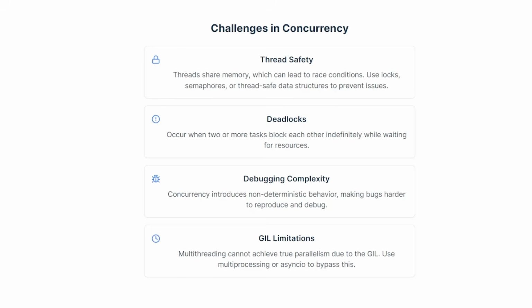Since threads share memory, this can lead to race conditions. So concurrency can also introduce non-deterministic behavior, which can make bugs harder to reproduce and debug. And of course, there are limitations by the global interpreter lock on achieving true parallelism.